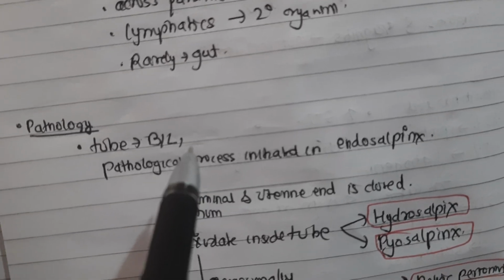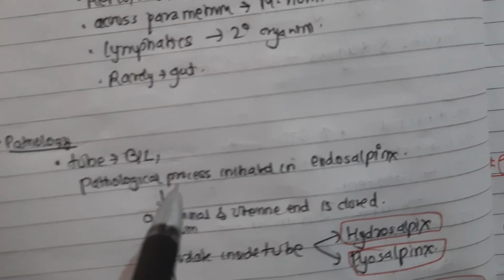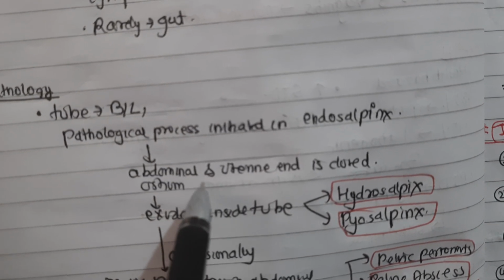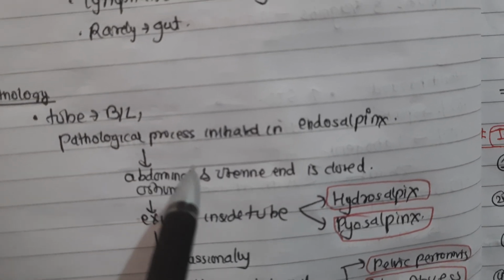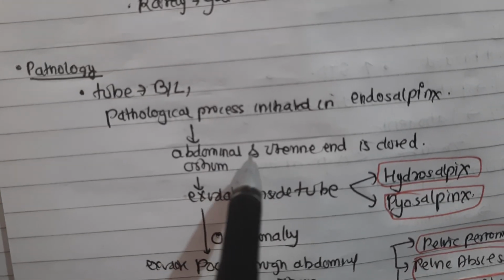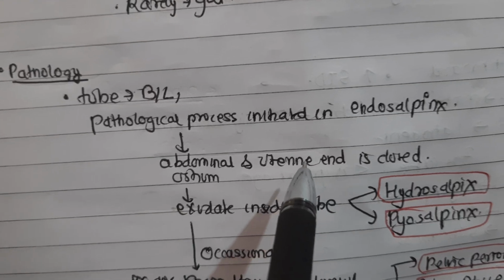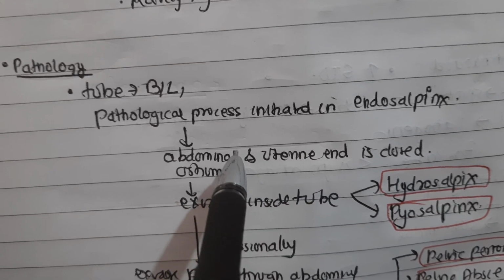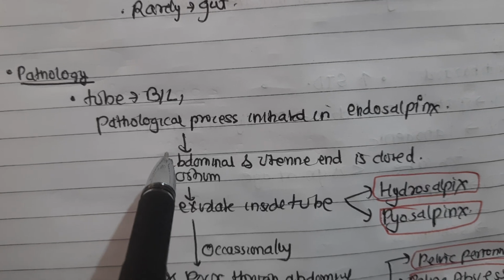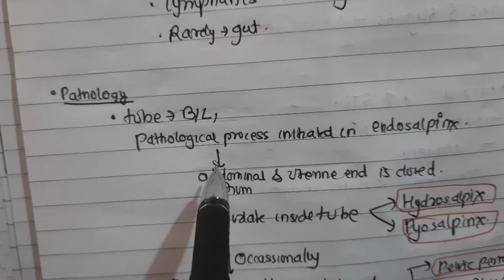They agglutinate the mucosal fluid, and that results in the closure of the abdominal ostium. Due to the pathological process, due to exudate and the plug, they close the abdominal ostium, and the uterine end is also closed. The abdominal ostium is usually closed due to the indrawing of edematous fimbriae and by inflammatory adhesion.